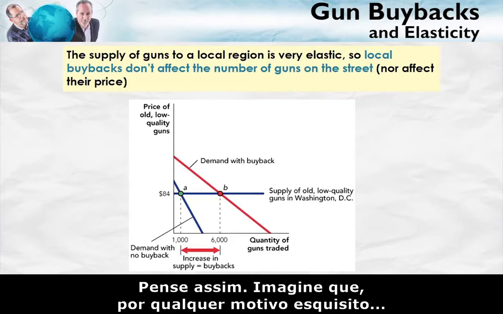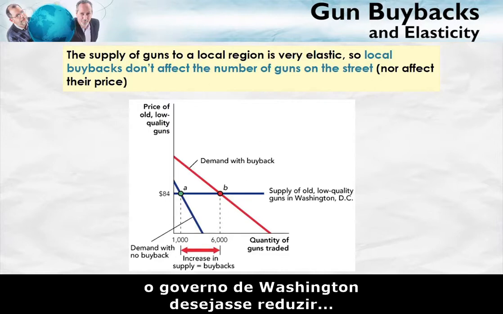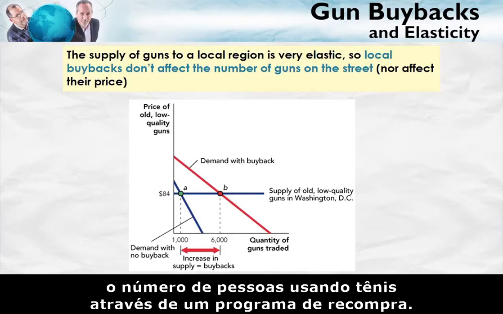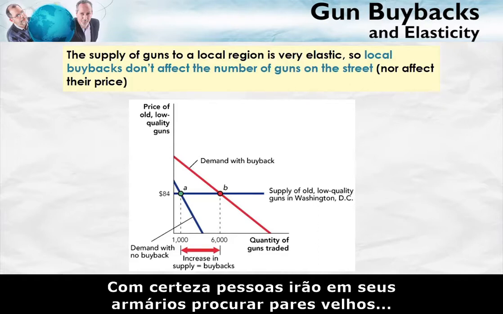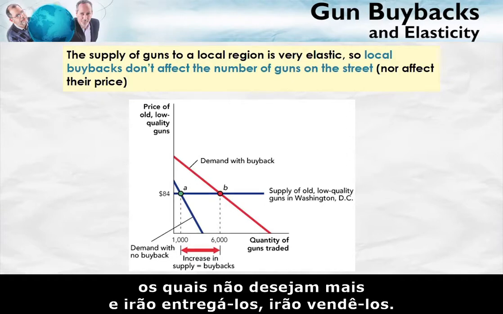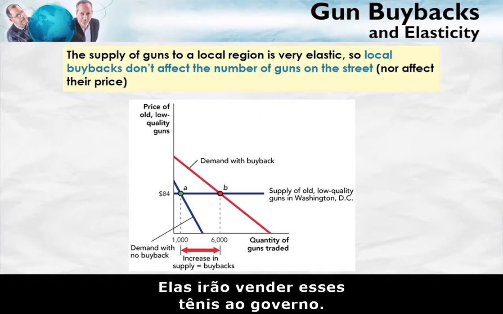Think about it this way. Imagine for whatever odd reason that the government in Washington, D.C. wanted to reduce the number of people wearing sneakers. So they offered a sneaker buyback. For $50, they would buy any pair of sneakers, no questions asked. Well, of course, people are going to go into their closet. They're going to find old pairs of sneakers they don't really want anymore, and they're going to turn those in. They're going to sell those sneakers to the government.